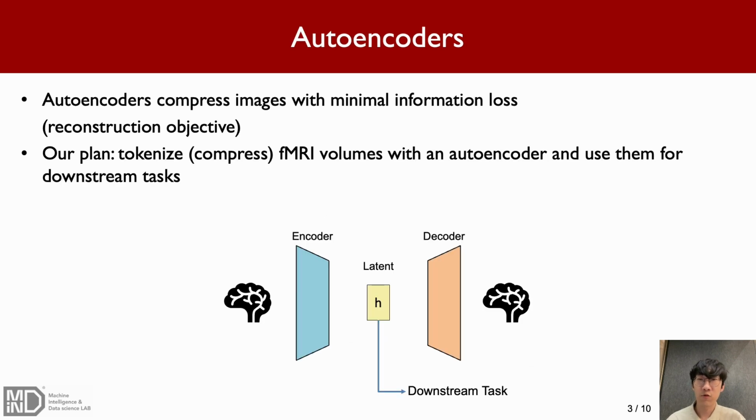And for that, we are going to use autoencoders. Autoencoders can compress information into compact latents with the encoder, with minimal information loss because they also reconstruct the information with the decoder. Our plan here is to use this encoder and compress fMRI volumes into a more manageable size, and use that for downstream applications.